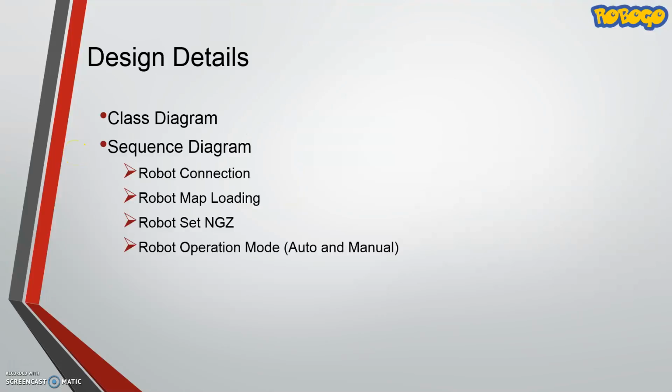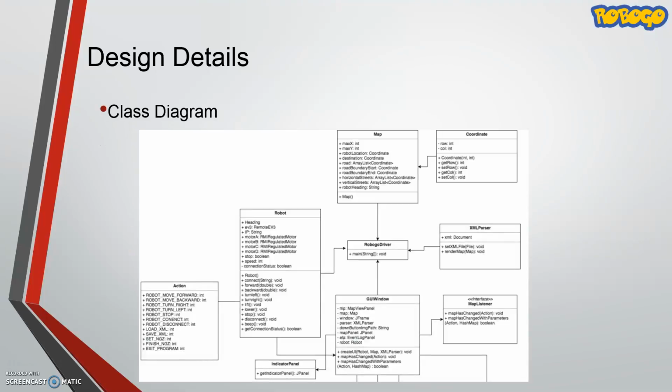Okay, so next we'll move on to the design details. For the design details, we have the class diagram and the sequence diagram. The class diagram is more like an overview and it's more technical, and the sequence diagram will show you some of the flows of how certain functions will work. So let me just go through the class diagram first.